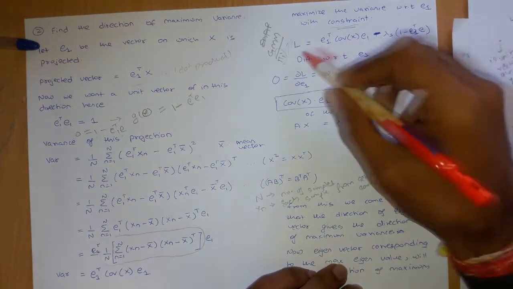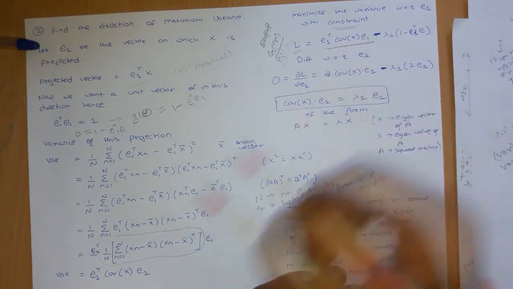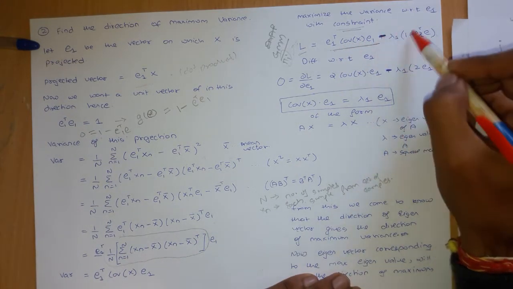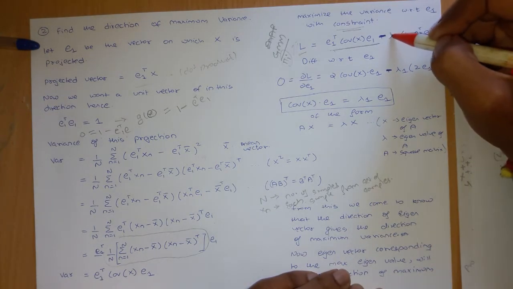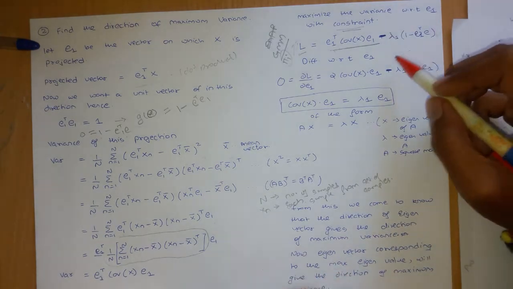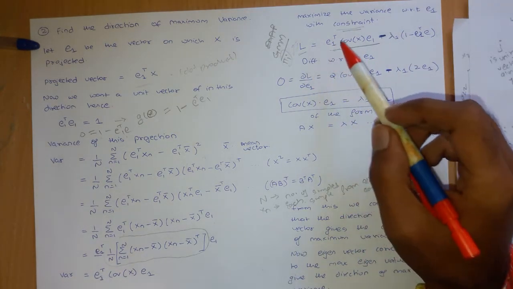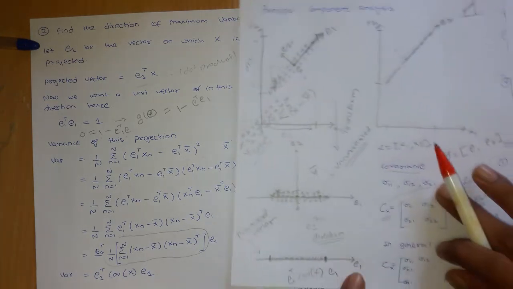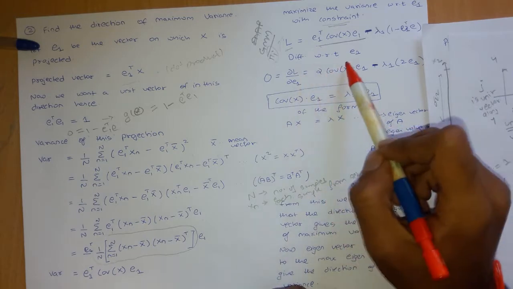So this is the formula of Lagrange's multiplier. You take the cost, this is what I want to maximize, my variance, subject to this constraint. So this is the thing that I want to take care of. And lambda 1 is nothing but the Lagrange multiplier that we apply over here. Now differentiate this with respect to E1, because I have to maximize my variance with respect to E1.